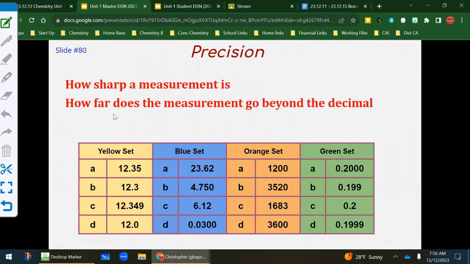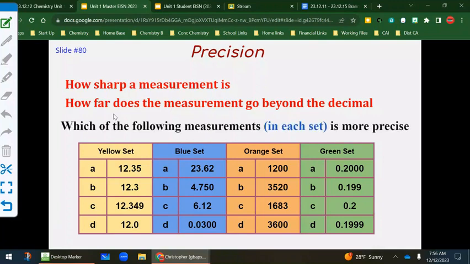So in this yellow set, which letter, A, B, C, or D, is the most precise measurement here, Brenda? Of these four numbers, which one is the most precise? A, B, C, or D? C is the most precise. Okay? It is the most precise because it goes 3 places beyond the decimal, correct?